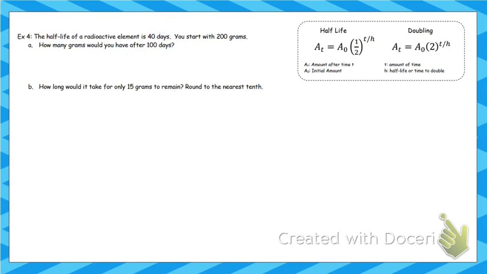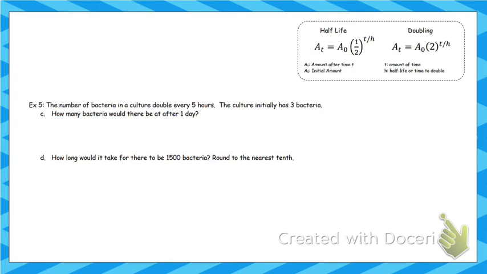All right, last one. Let's look at doubling. Very similar situation. Really, the only difference here is we have a 2 instead of a 1/2. So the number of bacteria in a culture doubles every 5 hours. It initially has 3 bacteria. How many bacteria would there be after 1 day? So again, we don't know how much. That's our variable. We know our starting amount. There are 3. We know it's doubling every 5 hours.